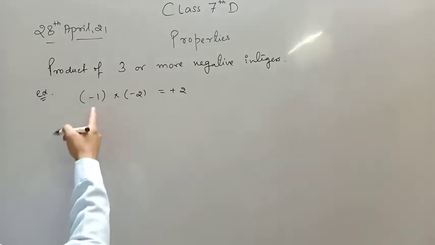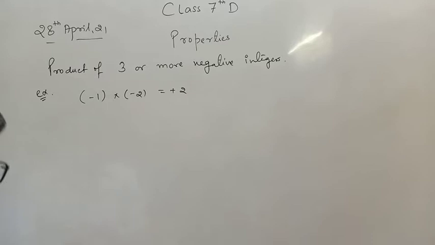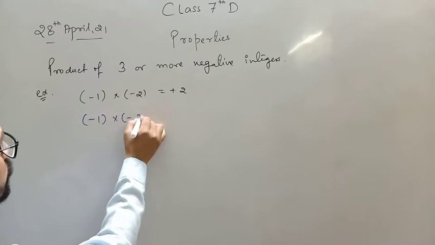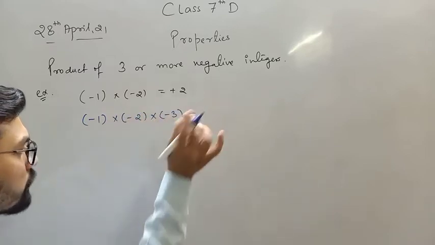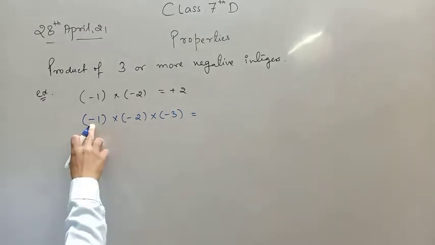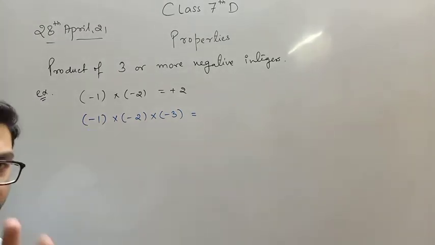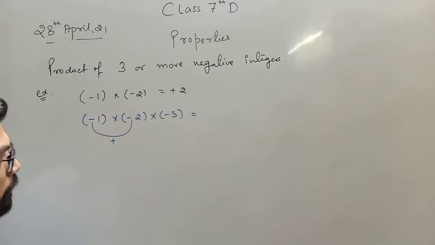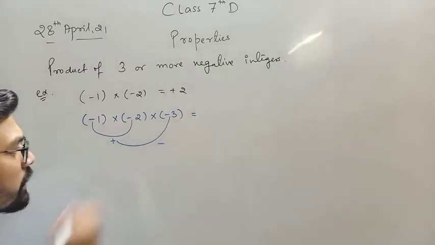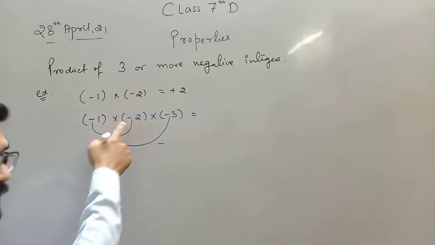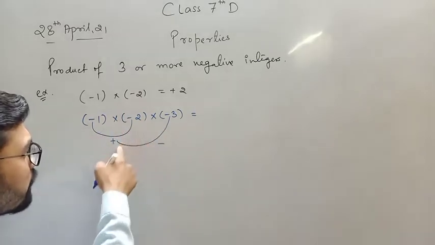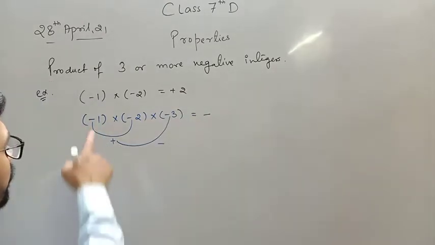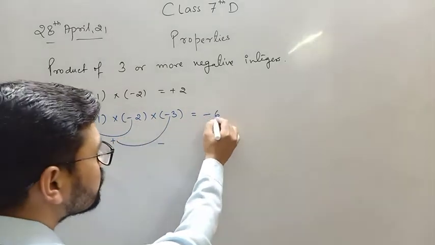Now in the next case I am taking three negative integers. Let's say -1 multiplied with -2 multiplied with -3. What result will I get? See, the minus sign is appearing in this expression three times, right? Minus minus plus, plus minus minus. Minus minus will give you plus, and plus minus will give you minus, right? So ultimately you will get a minus sign here. 1 2s are 2 and 2 3s are 6. So -6 will be the answer.